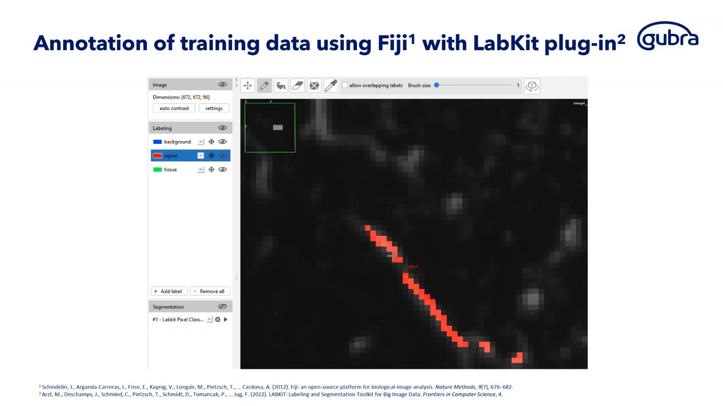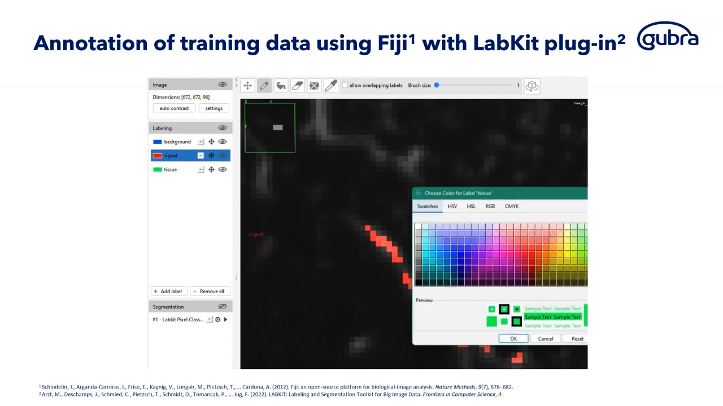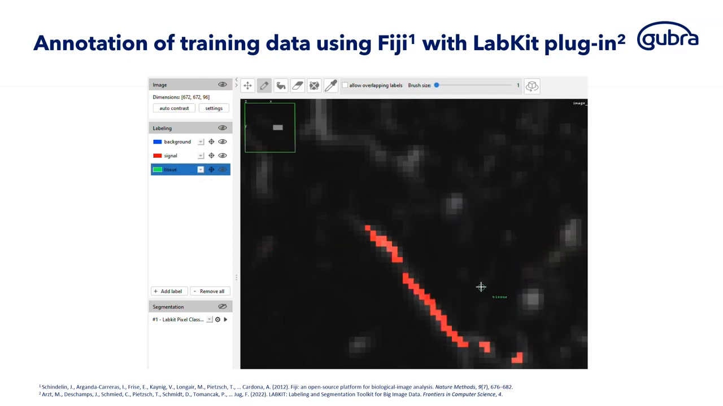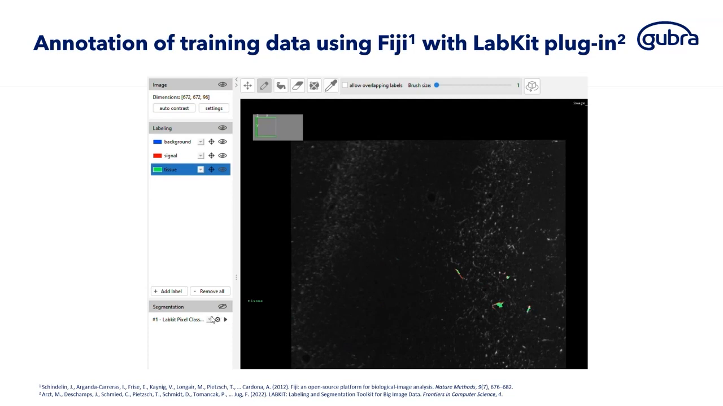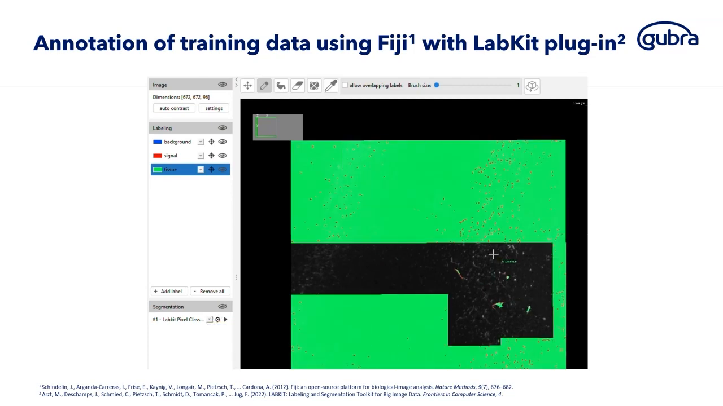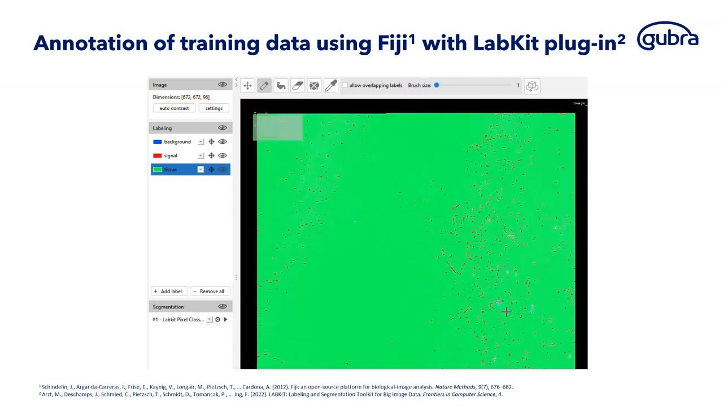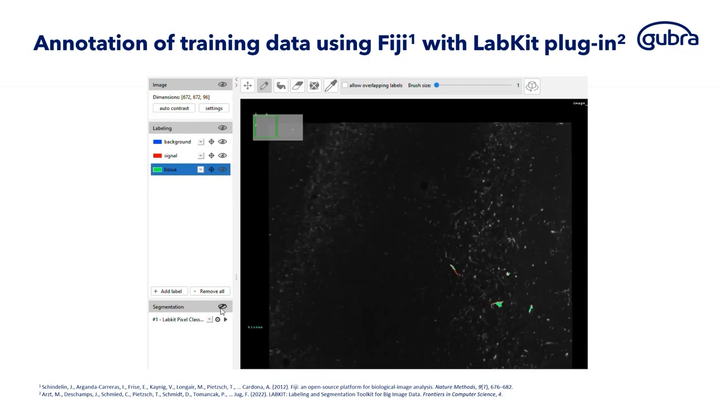This is the green color, and this is to annotate the tissue that's not alpha-synuclein, but still tissue inside the mouse brain. The blue color that is not used in this video is for overall background outside of the mouse brain. The idea is now to draw some examples. You see here a couple has been drawn on this image, and then we can use the LabKit plugin to predict the annotations for the rest of the image.